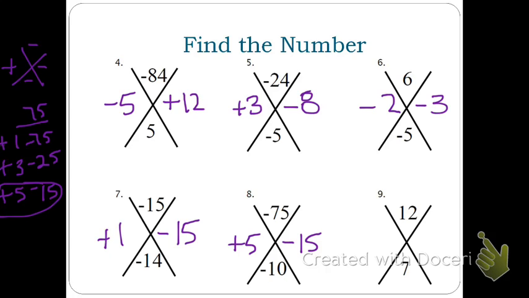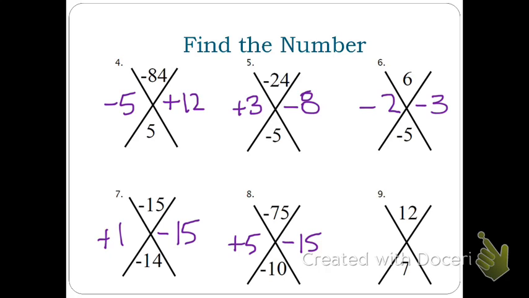Problem number 8, you have a negative on top and negative on bottom, which means you should have opposite signs, with the bigger number being negative. 75 has 3 factored pairs, and the only one that adds up to negative 10 is positive 5 and negative 15.